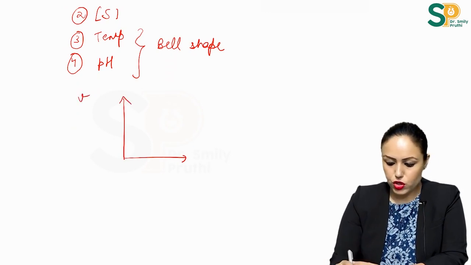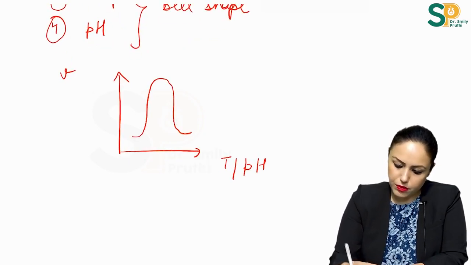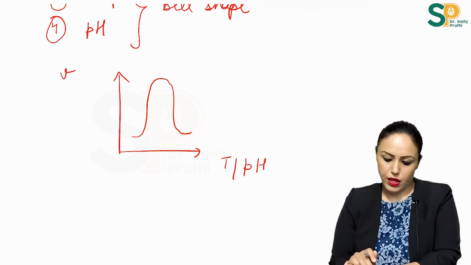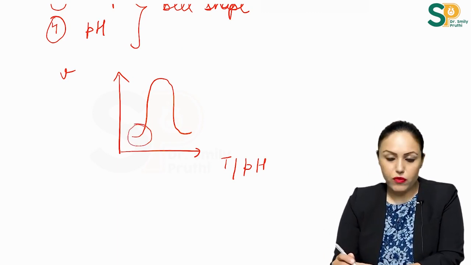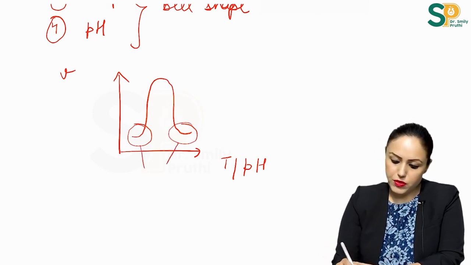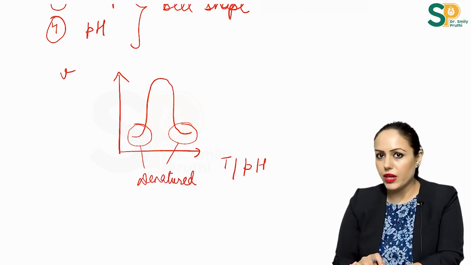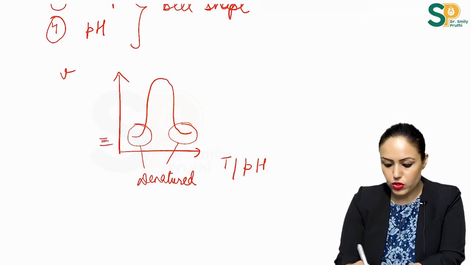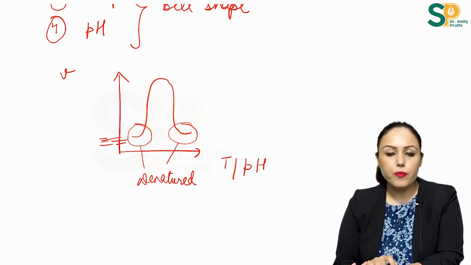Let's say this is velocity on the y-axis, this is temperature or pH on the x-axis, then this will be a bell-shaped graph. What is the meaning? Look, this is very low temperature or very low pH, this is very high temperature or pH, and enzymes are proteins. They get denatured in extremes of temperature or pH. You can see almost negligible velocity during this region, right?